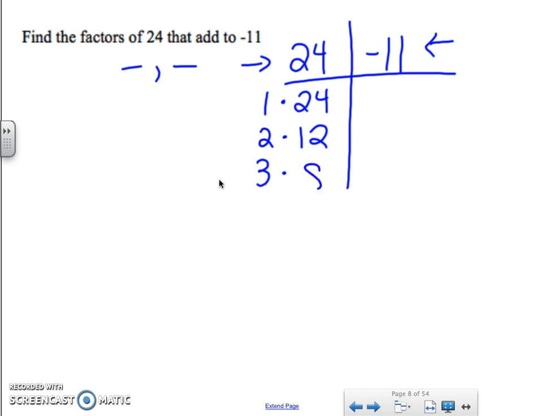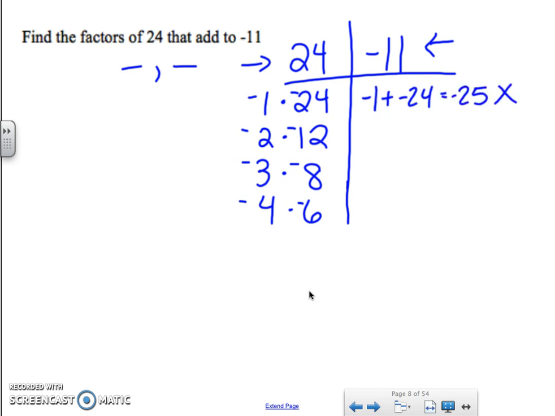3 times 8. Again, if you don't know, do 24 divided by 3 to give you 8. I know 6 times 4 is 24. 5 does not go into it. And then 6 already went into it because we listed 6 right here. So we're done. So now I need to put negatives on both of them, and then see which ones will add to get me negative 11. So negative 1 plus negative 24 is negative 25. So that does not work. Negative 2 plus negative 12 is negative 14. So that does not work. Negative 3 plus negative 8 is 8, 9, 10, 11, negative 11. So there's our answer.